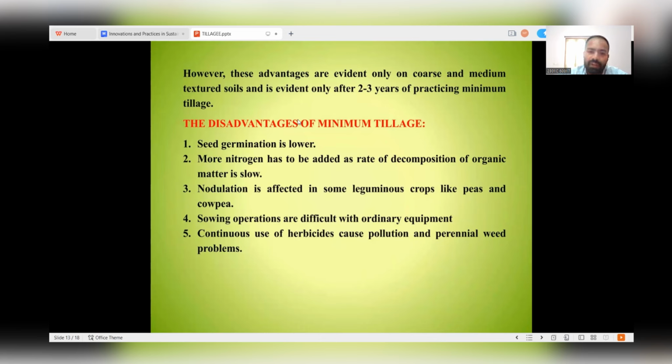Then nodulation is affected in some legume crops like peas and cowpea. Then sowing operations are difficult with ordinary equipment. Sowing will be difficult because we are not carrying out any tillage or secondary tillage, so there will be obstacles. Continuous use of herbicide can cause pollution and perennial weed problems. So these are the disadvantages of minimum tillage. Moving on to the next.